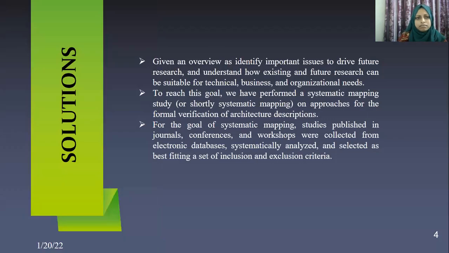Then second is the solution for this problem. First is to give an overview, identify important research issues, and understand how existing research can be suitable for technical, business, and organizational needs. Second, to reach this goal, we have performed a systematic mapping study, which is very important, which identifies research gaps, a comprehensive study or secondary study. This is the approach for the formal verification of architectural description.